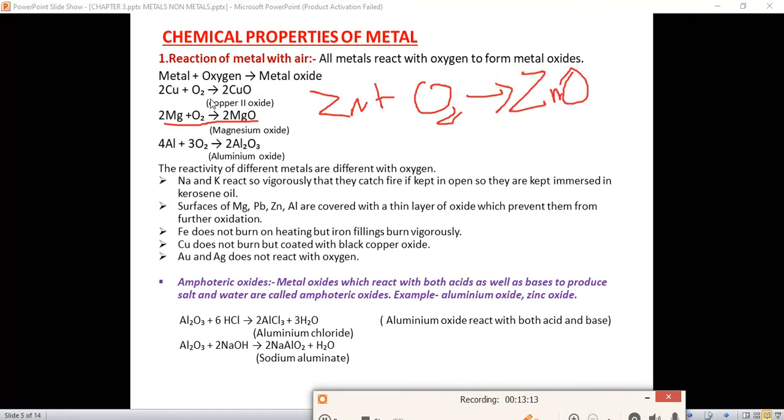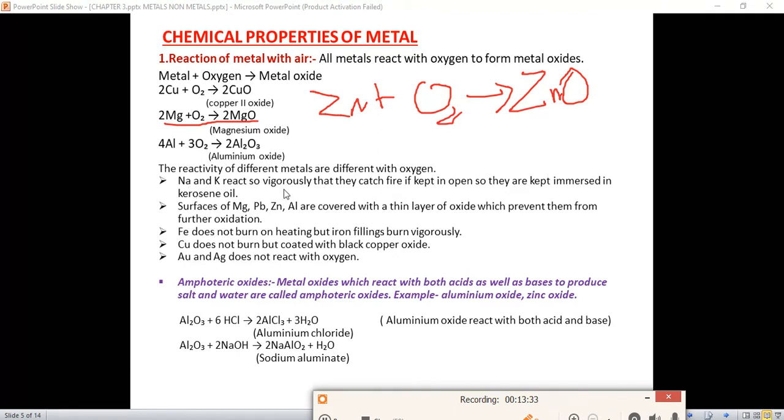Okay, so all the metals combine with oxygen to form metal oxide: copper oxide, magnesium oxide, aluminium oxide, zinc oxide, sodium oxide, etc. The reactivity of different metals with oxygen is different. Some of the metals are very reactive, some of the metals are less reactive with oxygen. Okay, now we'll see these in these points.